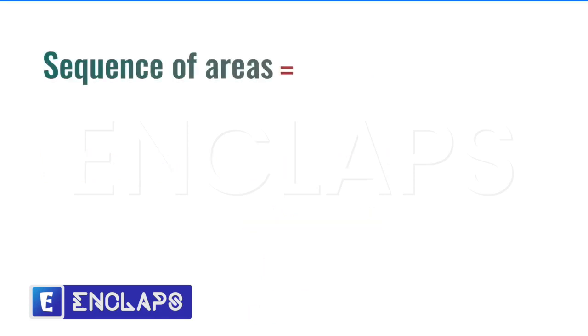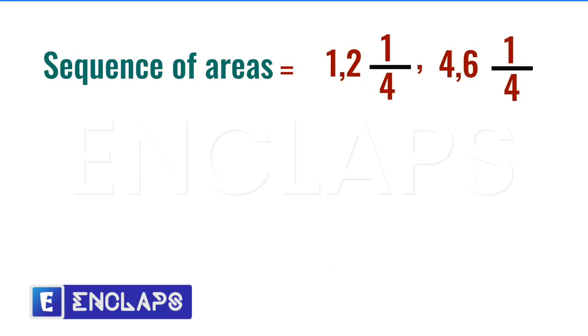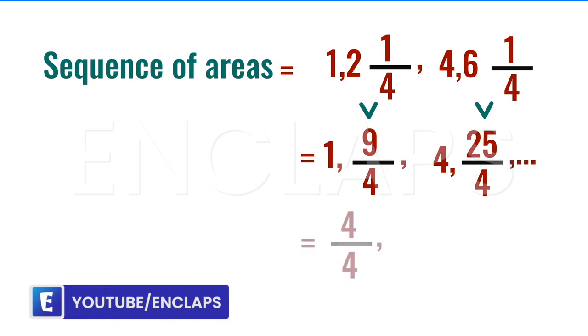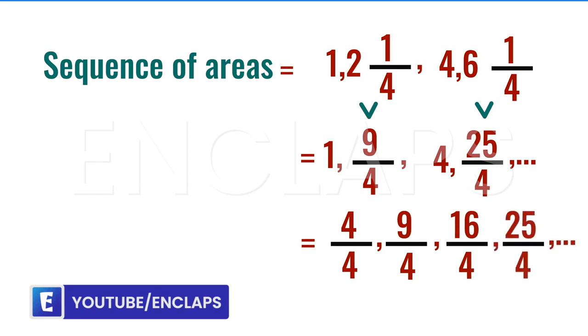The sequence of areas can be written as 1, 2 1 by 4, 4, 6 1 by 4, etc. As we did earlier, convert the mixed fractions into simple fractions, that is the sequence will become 1, 9 by 4, 4, 25 by 4, etc. Here the alternate terms are whole numbers and the remaining are simple fractions. Converting the whole numbers as fractions, we will get the sequence as 4 by 4, 9 by 4, and next 4 can be written as 16 by 4 and 25 by 4, etc.